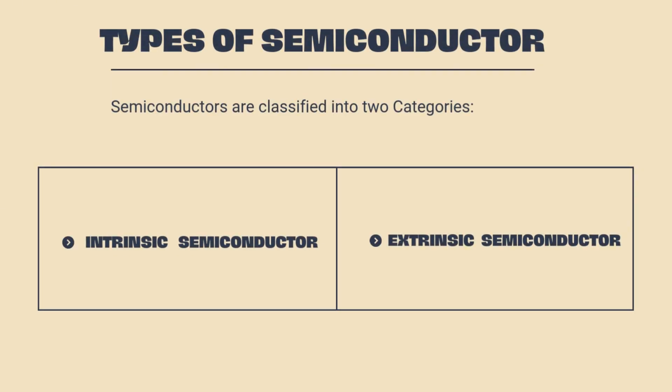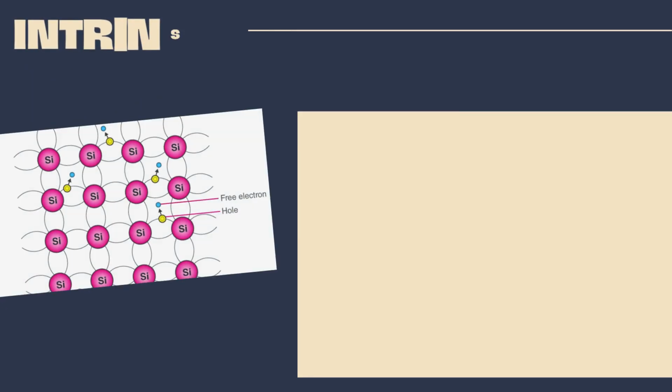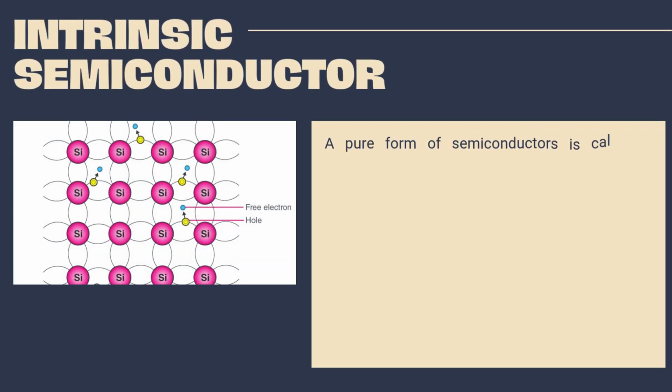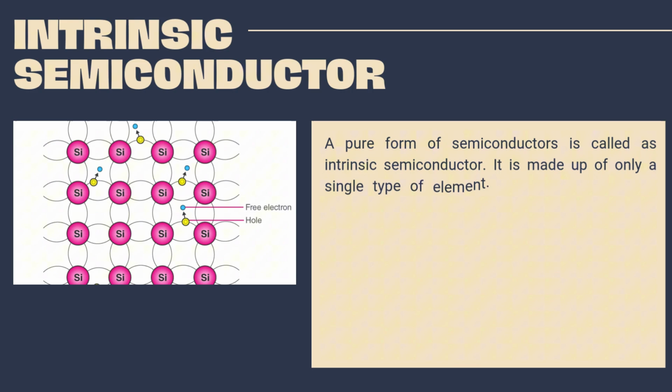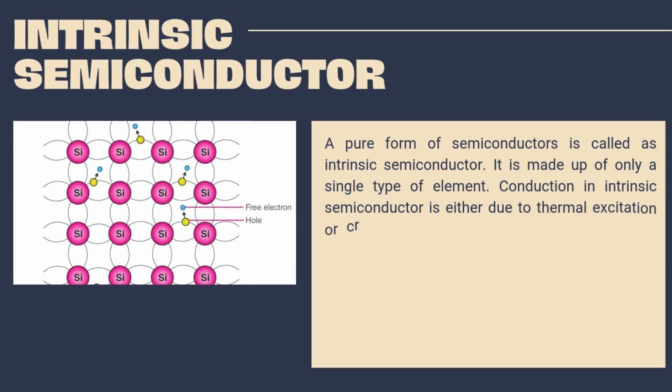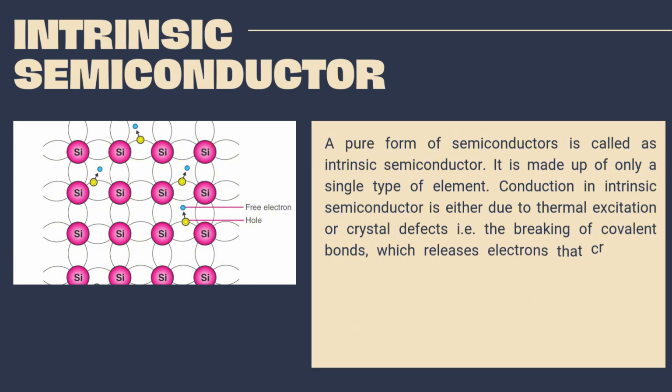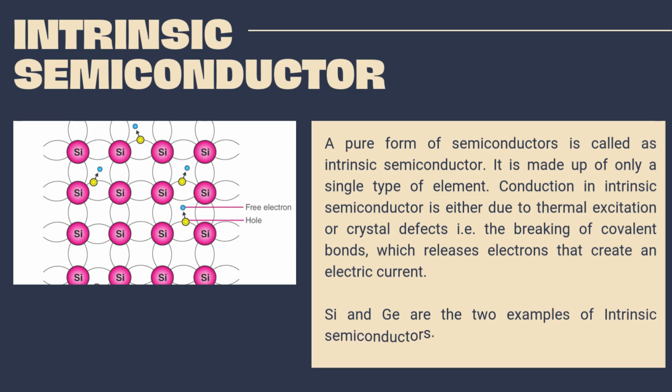Semiconductors are classified into intrinsic and extrinsic semiconductors. A pure form of semiconductor is called an intrinsic semiconductor. It is made up of only a single type of element. Conduction in intrinsic semiconductor is either due to thermal excitation or crystal defects, that is the breaking of covalent bonds, which releases electrons that create an electric current. Silicon and germanium are two examples of intrinsic semiconductors.